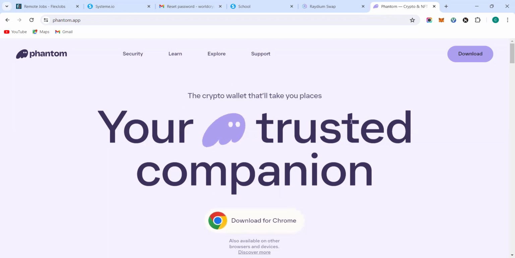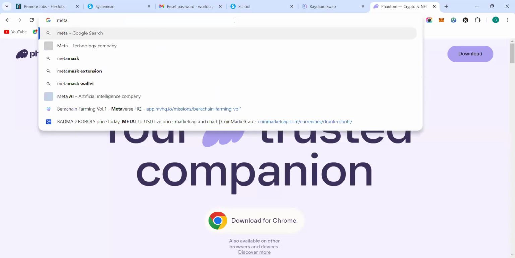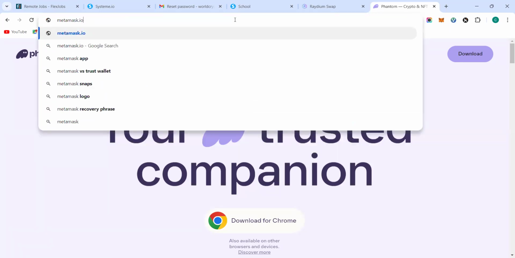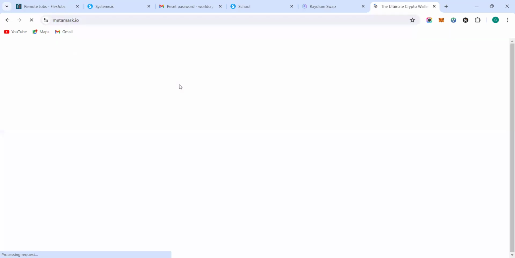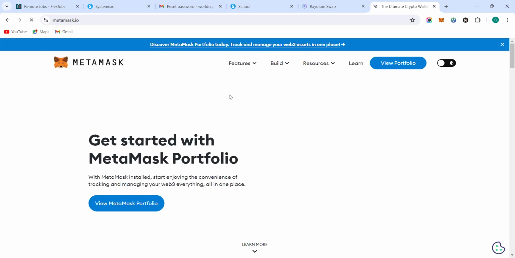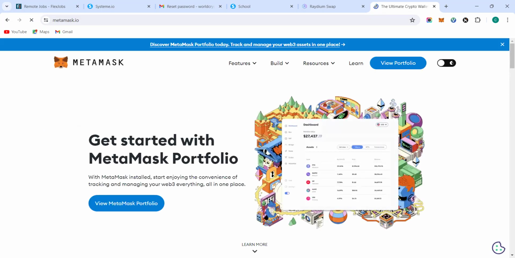So one of these wallets is the Phantom wallet. You can actually get it on your Apple store or your Android Play Store. But the most famous wallet that I think will better serve you, because this Phantom is limited to just Solana, is MetaMask.io. Okay, so if you're going to set up a MetaMask, all you need to do is first install this app on your phone.